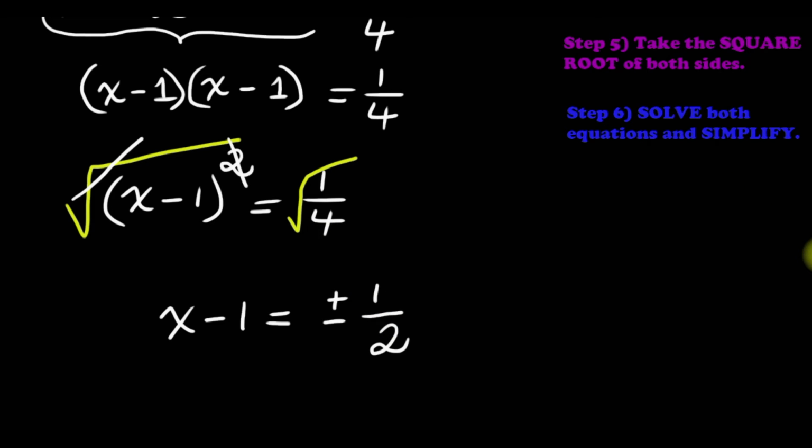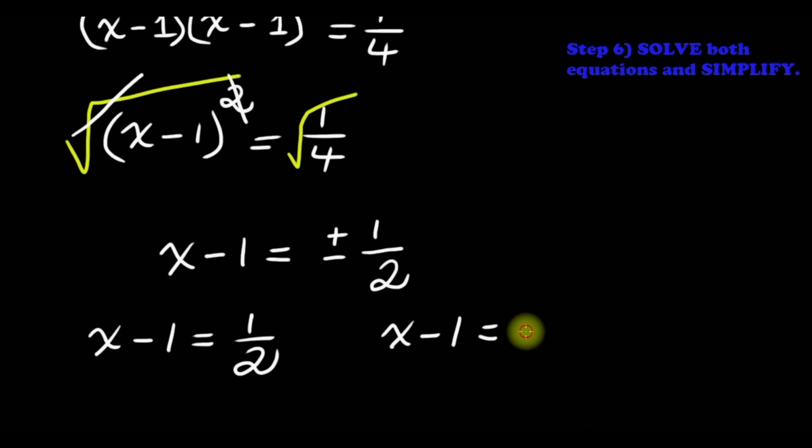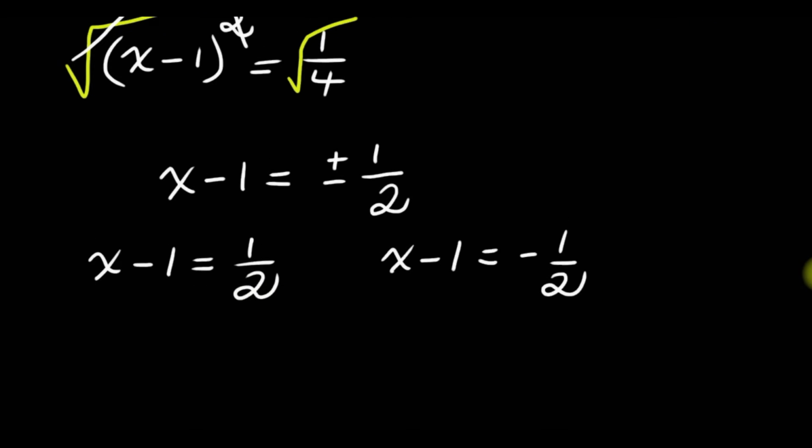The last thing we have to do is solve both equations and simplify. So we're going to split this up into 2 equations. One of them is going to be x minus 1 is positive 1/2. And then the other one is going to be x minus 1 is negative 1/2. Then we solve each one to get our 2 final answers.